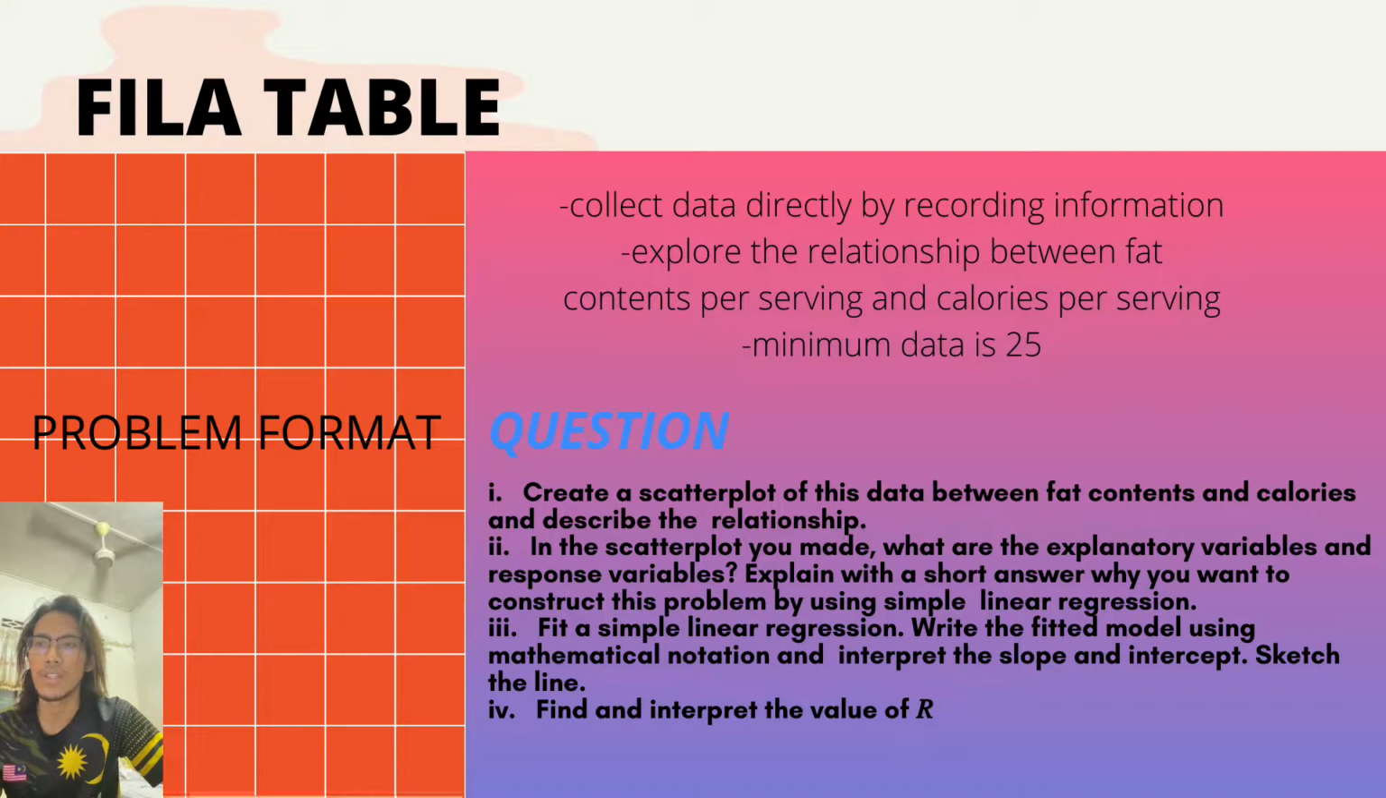The first question is, create a scatter plot of this data between fat contents and calories and describe the relationship. Second, in the scatter plot you made, what are the explanatory variables and response variables? Explain with a short answer why you want to construct this problem by using simple linear regression. Third, fit a simple linear regression. Write the fit model using mathematical notation and interpret the slope and intercept, then sketch the line. The last one is find and interpret the value of R squared.